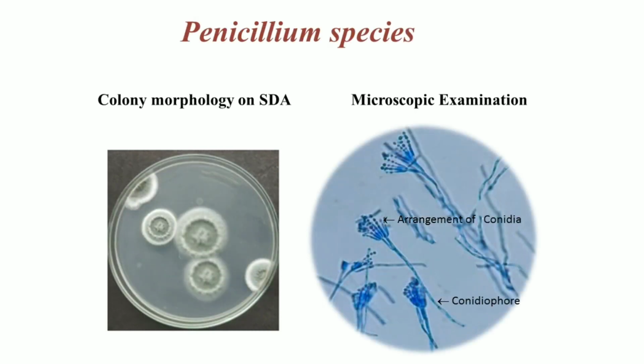Penicillium species. It is usually known as blue-green spore mold. Colony morphology on SDA. Colonies typically fast growing, velvety in texture. Color may vary depending upon the species, usually blue-green to gray-green in color. Reverse side of the colony usually lighter color than the front, ranging from yellow to light brown. Microscopic examination. Brush-like appearance. At the end of conidiopore, conidiospores are arranged in a chain-like appearance.